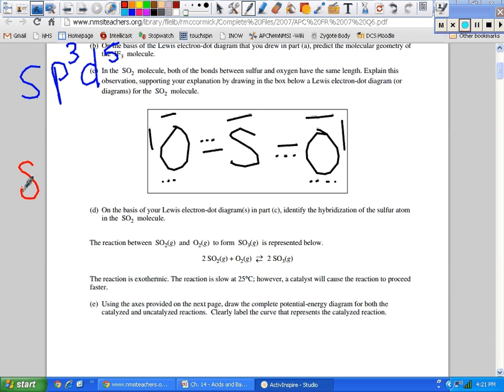Now, are we done with S? Yes. Well, how many more do you have? You have O. So what do you have to go to next? P. And then you have this one. You cross it off, but it's P what? 2. That's the hybridization. It's basically how many is bonded.